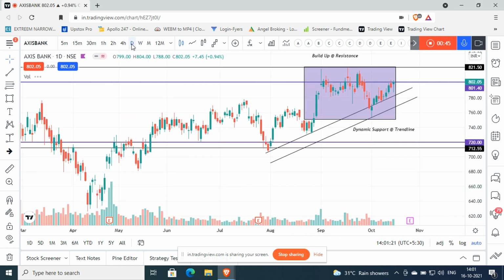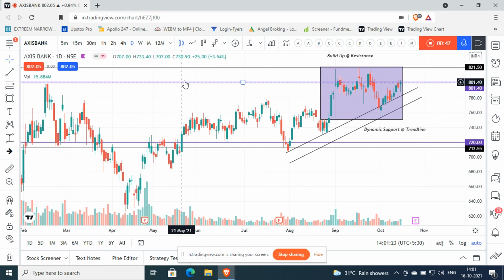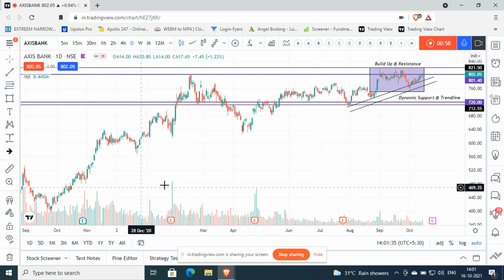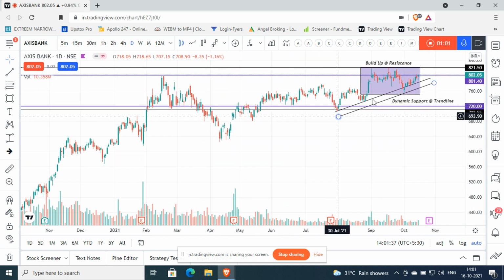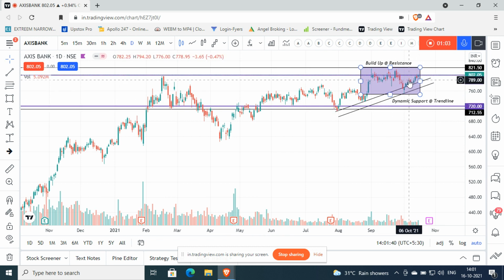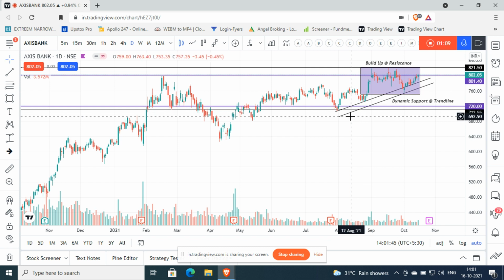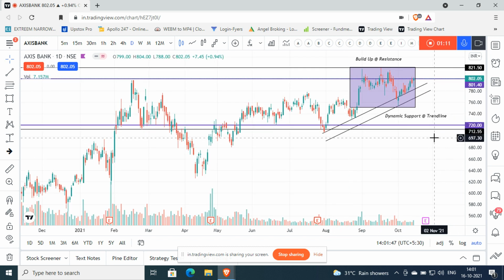So let's go for a daily time frame. In the daily time frame, the black color was the weekly support and resistance, and blue color will be the daily time frame support and resistance. As the trend was in uptrend, we plotted a dynamic support via trend line. This trend line will act as a dynamic support, and the range 720 to 712 will act as a support range, and 800 to 821 will act as the resistance zone.